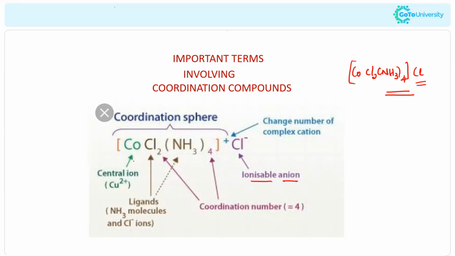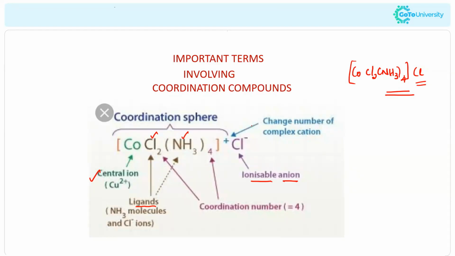Okay, now if you check this one, you can see the cobalt is there, that is the central metal ion, and the metal atom will be surrounded by some other negatively charged groups or neutral groups. Those groups are usually called ligands. So here the ligands are these chloride ions and ammonia. Other than the central metal atom, the things inside the square bracket, the coordination sphere, are the ligands surrounding the metal atom.